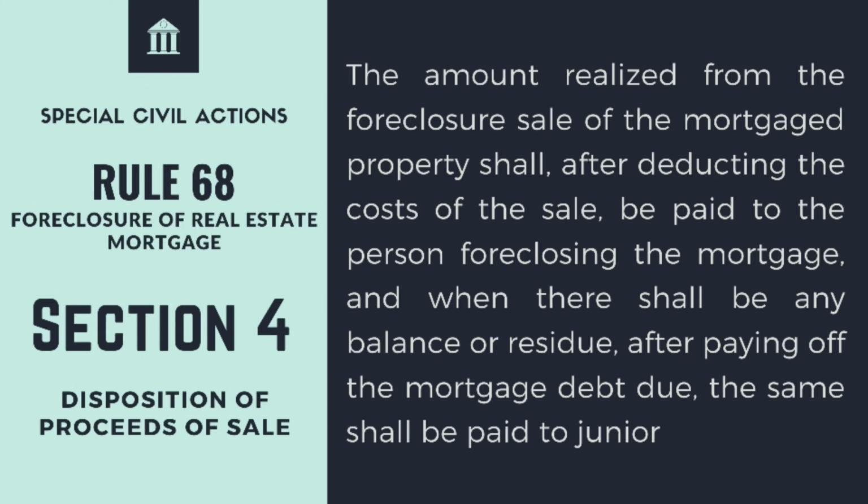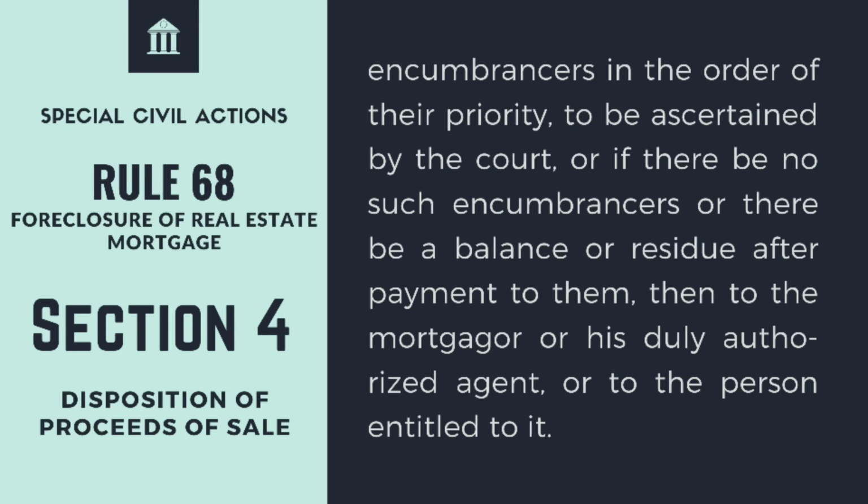Section 4. Disposition of proceeds of sale. The amount realized from the foreclosure sale of the mortgaged property shall, after deducting the cost of the sale, be paid to the person foreclosing the mortgage, and when there shall be any balance or residue, after paying off the mortgage debt due, the same shall be paid to junior encumbrances in the order of their priority, to be ascertained by the court, or if there be no such encumbrances, or there be a balance or residue after payment to them, then to the mortgagor or his duly authorized agent, or to the person entitled to it.